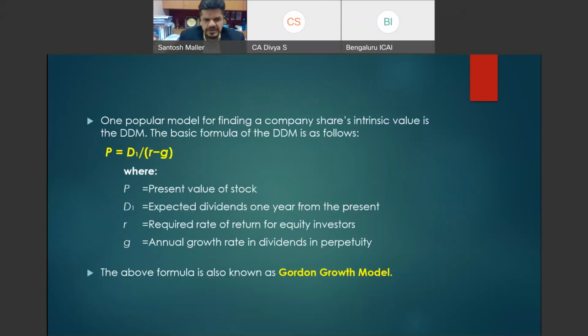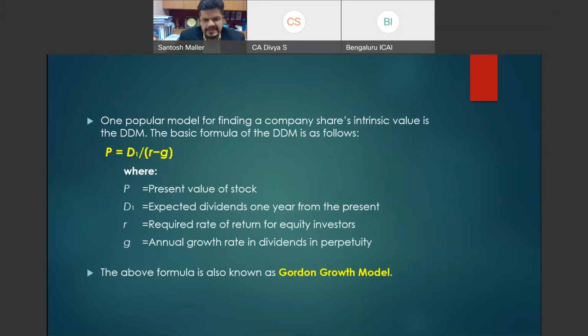is as follows. P equals D1 divided by R minus G, where P is the present value of the stock, D1 is the expected dividend 1 year from the present, R is the required rate of return for equity investors, and G is the annual growth rate in dividend in perpetuity.